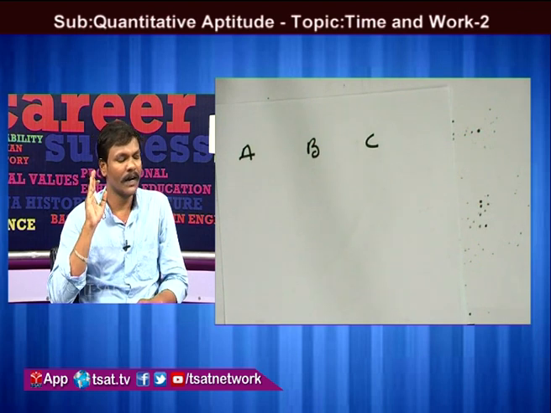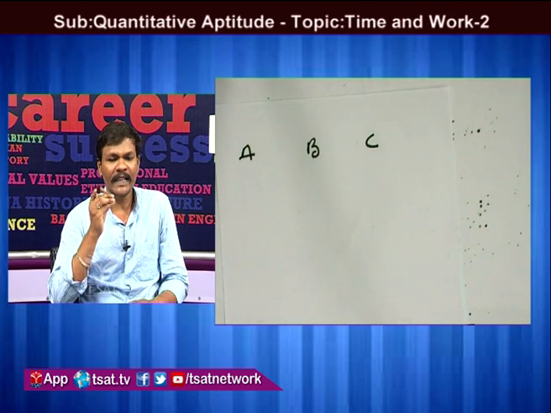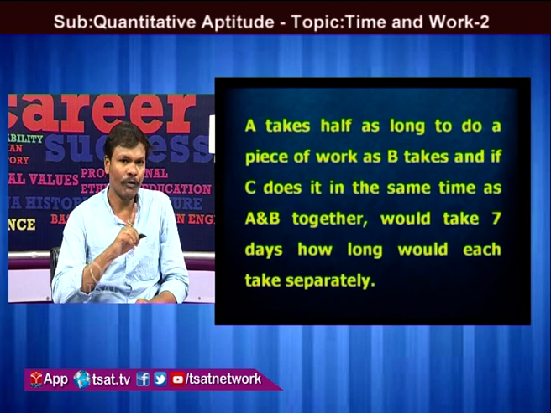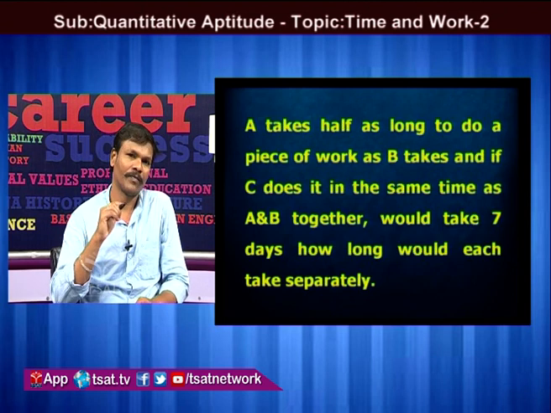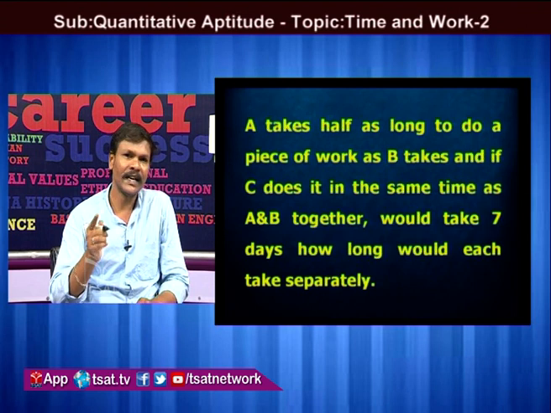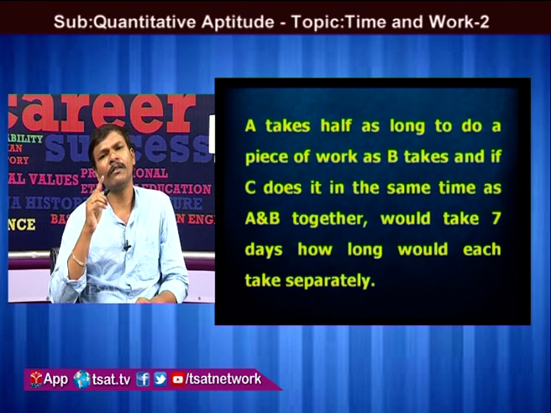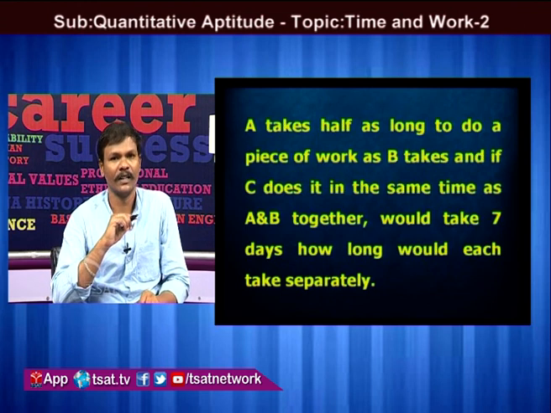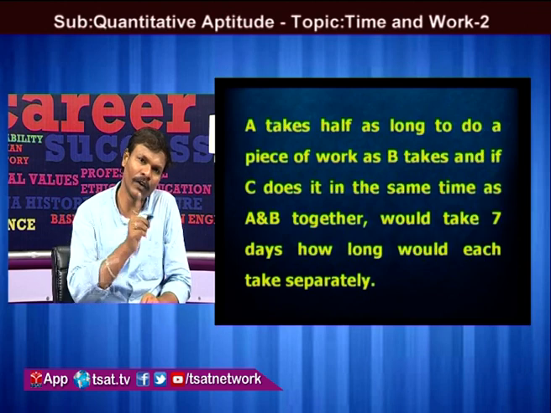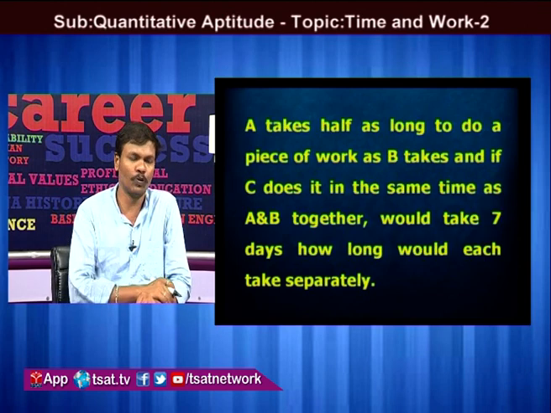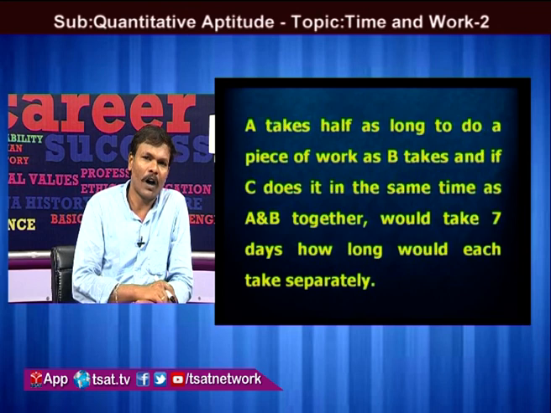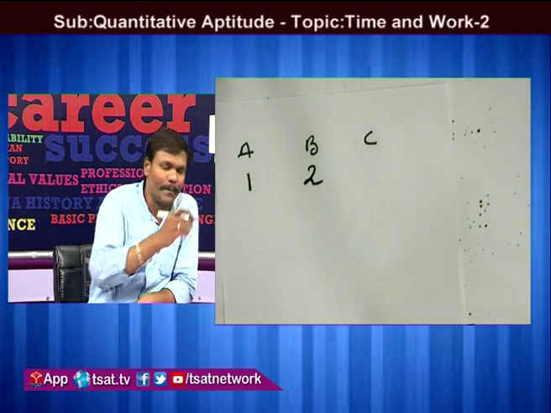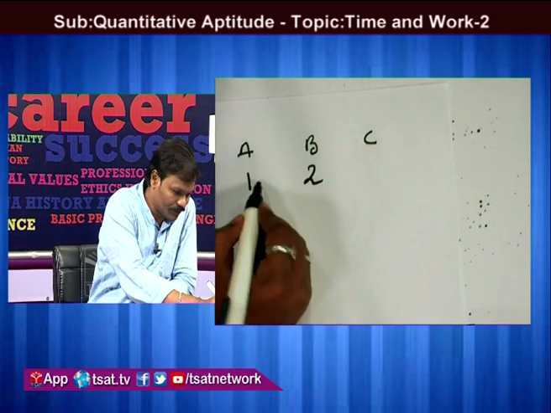B takes some time, and A takes only half of that time. If B works one day, A works half a day and the work is completed. If B works 2 days, A works 1 day. If B works 4 days, A works 2 days. If B is working for 10 days, A is working for only 5 days. That is half as long to do. So for our convenience, if B takes 2 days, A takes 1 day.